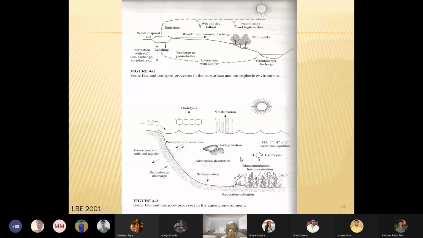Then you can have biodegradation if there are microbes in the environment. If the material is influenced by pH, then acid-base equilibria will become another factor. Hydrolysis, like I said, is another reaction mechanism for the degradation of any compound, and bioaccumulation and bioconcentration I've already mentioned. And then in the environment, you also have another set of conditions, and that is the presence or absence of oxygen or air. So you will get reducing conditions or oxidizing conditions depending on that, and that will again affect the fate of the compound.